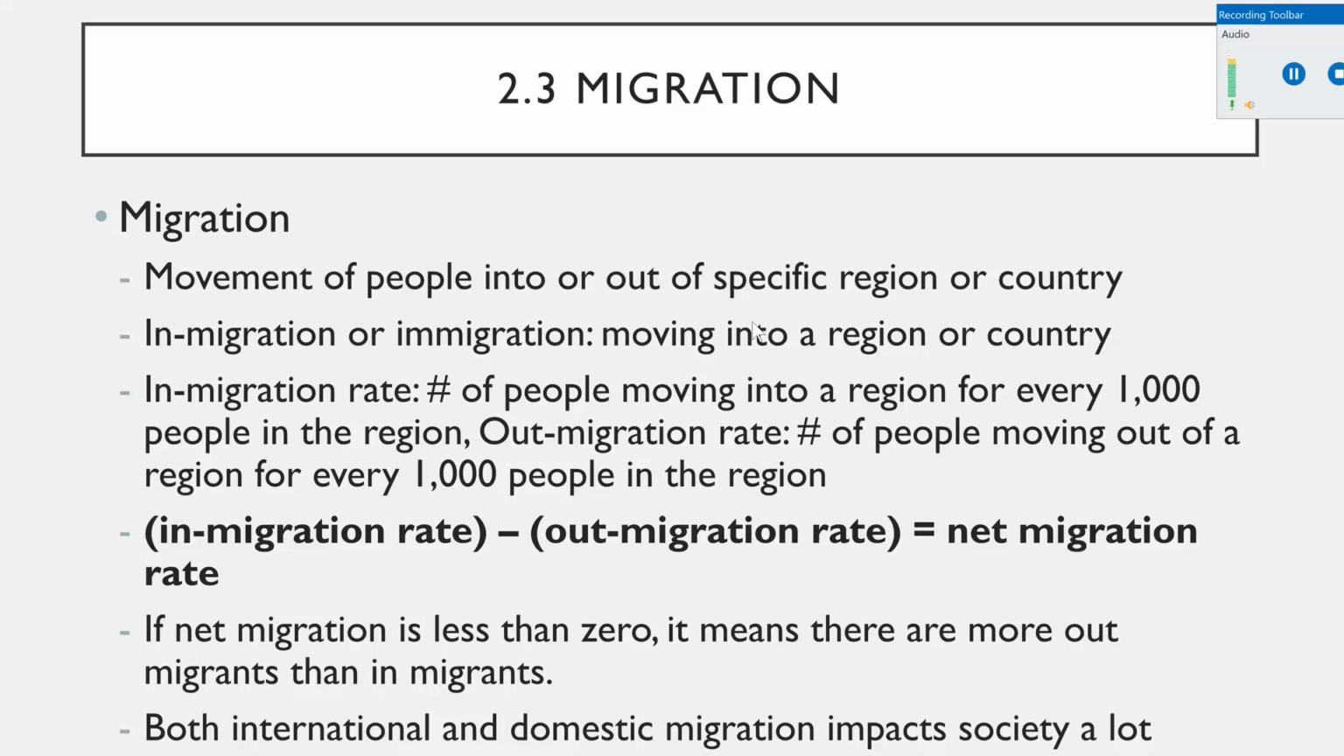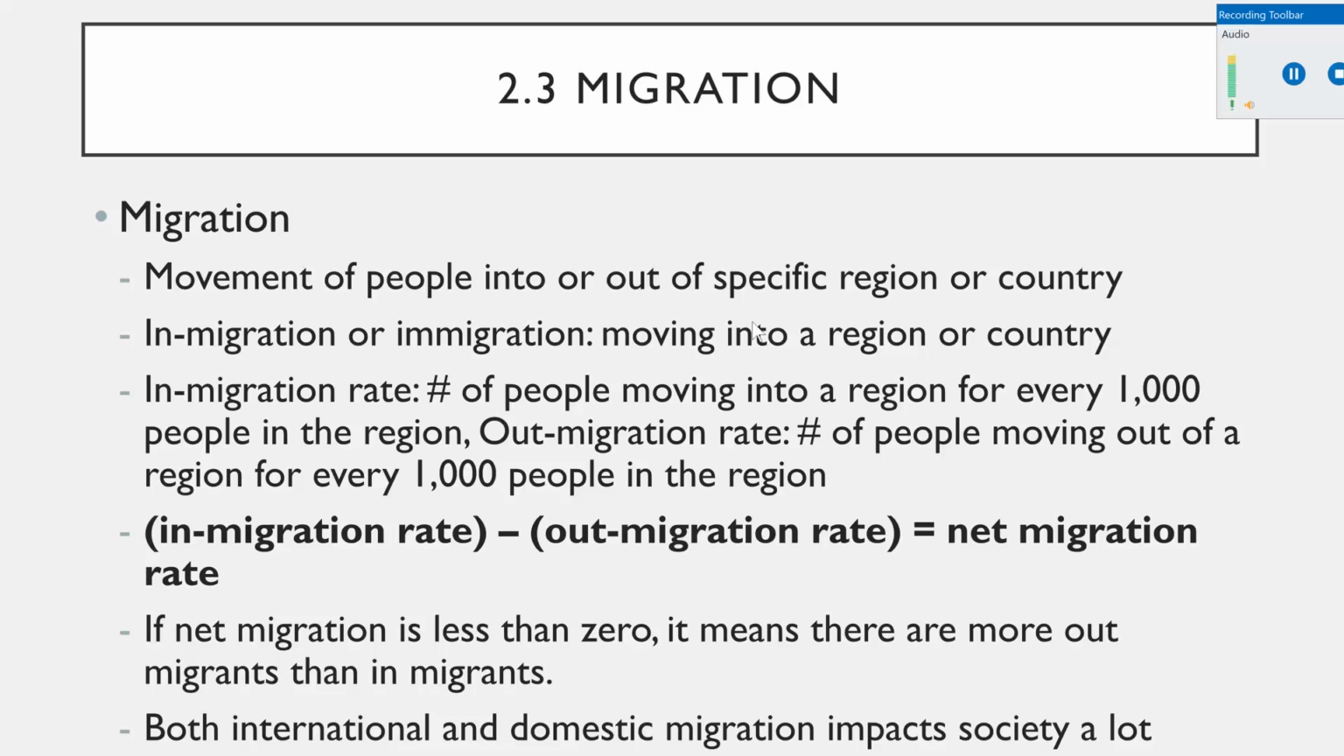Migration is also a component of population growth. This is a movement of people in or out of a region or country. In the common sense, immigration is moving into the region, and the in-migration rate is the number of people moving into the region for every 1,000 people living in that place. And the out-migration rate is the number of people moving out of a region for every 1,000 people in that region.